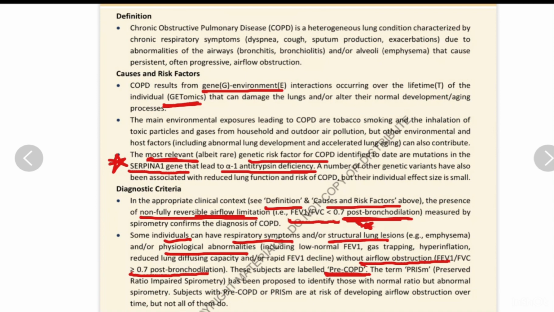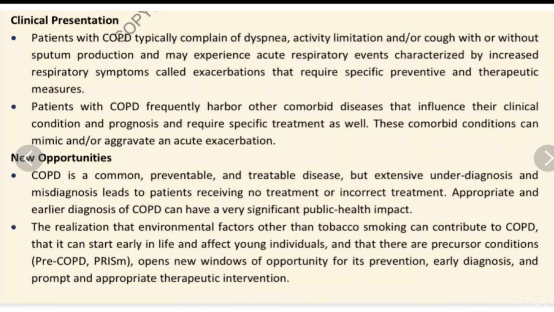And what is PRISM? There is another term known as PRISM, which is preserved ratio impaired spirometry. Very, very important. It means in these patients the ratio of FEV1 upon FVC is normal, but FEV1 individually is deranged. Then we will call it PRISM. Both pre-COPD and PRISM are at risk for developing airflow obstruction over time, so they can develop COPD in future life. We should take some preventive measures in these patients.